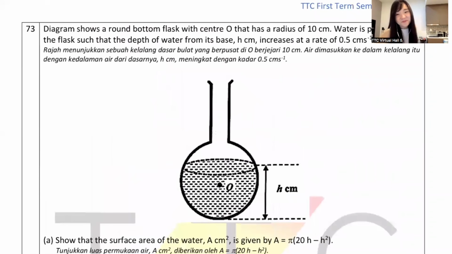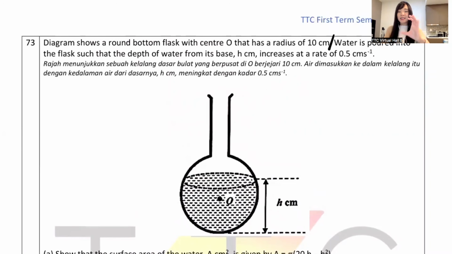Are you ready? Okay. 73, they say diagram. Diagram shows a round bottom flask with center O, has a radius of 10 cm. So guys, they try to tell me this particular shape, okay? So this particular shape radius is 10 cm. Can anyone tell me, is the 10 cm here? Is it the red color part here? No, very good, guys.